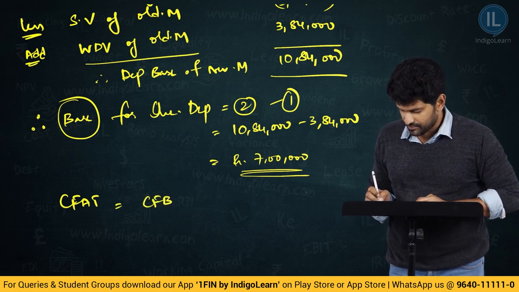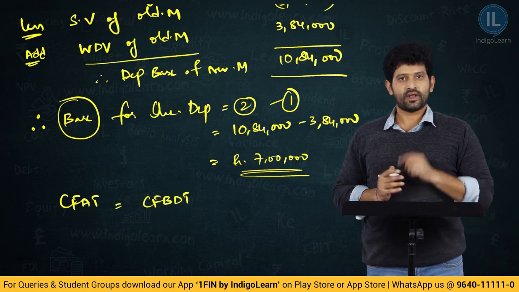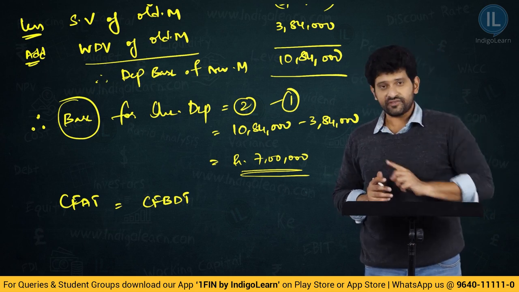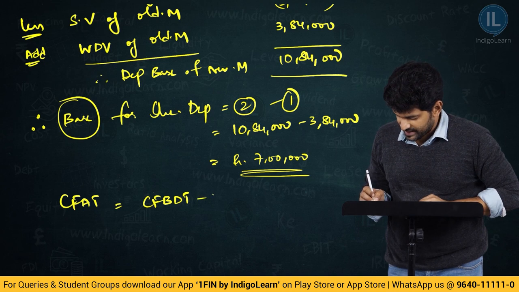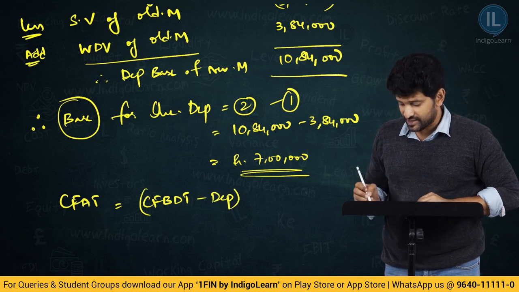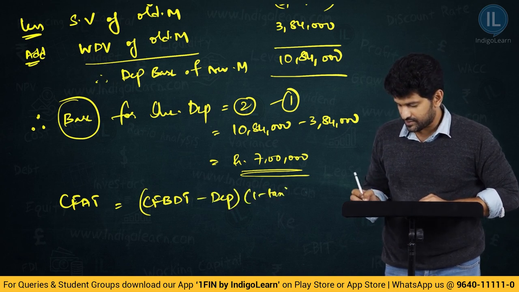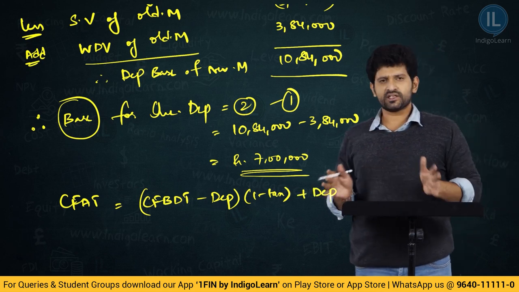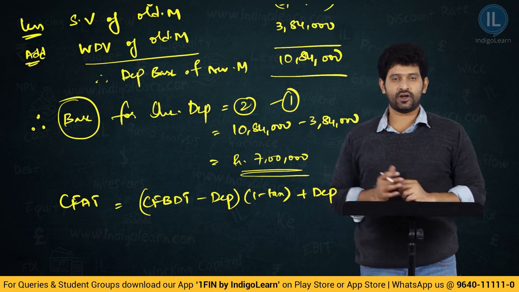CFBDT, minus depreciation, PBT, minus of tax. So minus depreciation, this is PBT, minus of tax is into 1 minus tax. We get PAT plus depreciation. Just for all these terms, we will just add incremental, that's all.